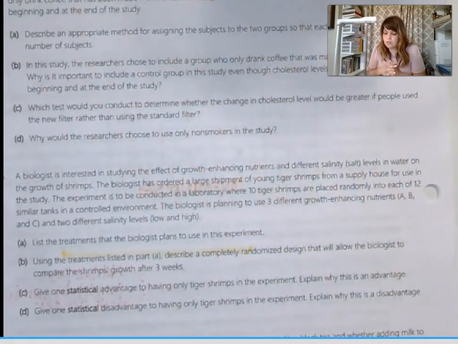B, in this study, the researchers chose to include a group who only drank coffee that was made with the standard filter. Why is it important to include a control group in this study, even though cholesterol levels will be measured at the beginning and the end of the study? So you want to go to your notes where it talks about control group and describe what a control group allows you to do. So, B, you need to go and look up control group. In this study, the standard filter was the control group. So what is the importance of a control group?